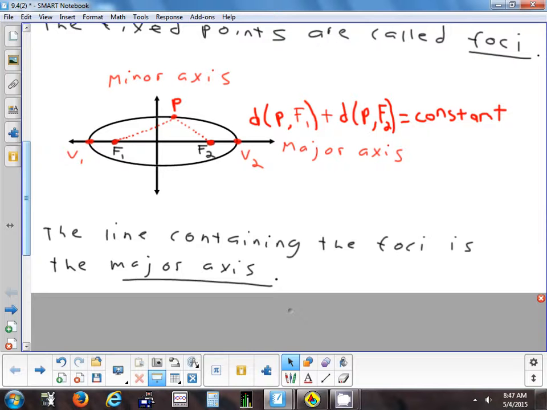The line that goes right through the foci, that's the major axis. The major axis basically goes through the ellipse the long way. That's how you can think of it. So if your ellipse was rotated 90 degrees, and it was more of a vertical ellipse, then your major axis would be up and down. Whatever direction the long way is, that's the major axis.